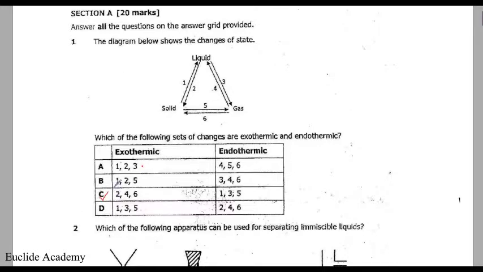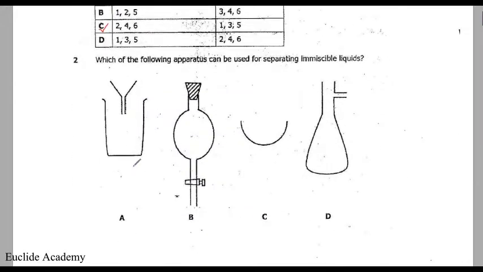When you're answering multiple choice questions, the best way to do it is to use the elimination method. You eliminate those which are definitely wrong, and then you leave yourself few options at the end of it all, and that will make it easier for you to choose the correct answer. Question 2. I'm running through this pretty quickly so that we can save time.